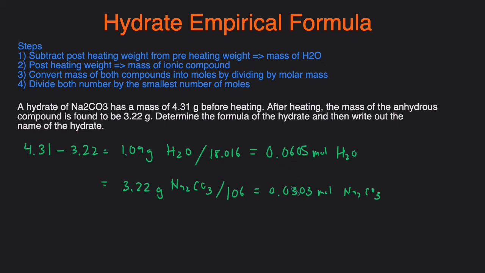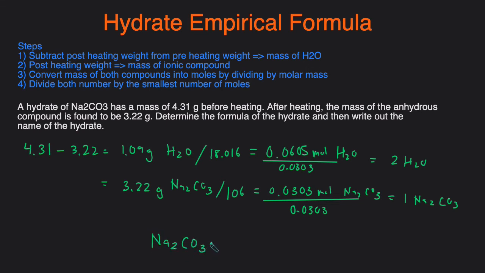Next, we're going to divide both of these by the smallest number. The smaller number here is 0.03. We'll divide each of these by 0.0303, and that'll give us 2 H2O and 1 Na2CO3. So that means the empirical formula is going to be Na2CO3 with two H2Os attached to it.